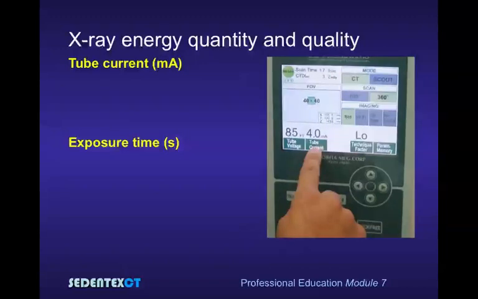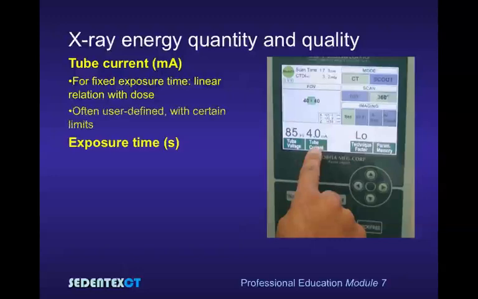What about tube current and exposure time? Remember I mentioned that tube current and exposure time were reciprocal factors. Thus, if we keep exposure time fixed, there is a linear relationship between the milliamperage, the tube current, and the radiation dose. The milliamperage is often user-defined in cone beam CT, obviously within certain limits set by the manufacturers.